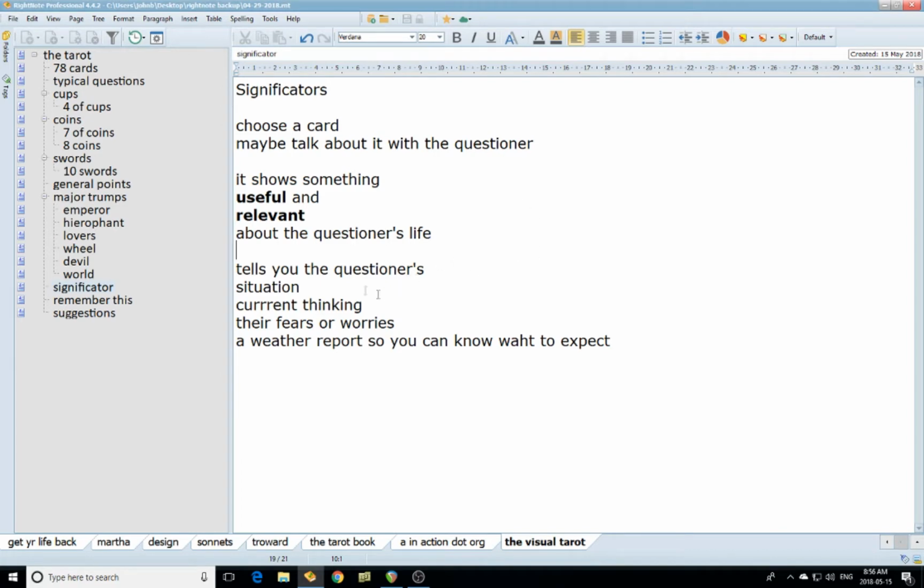Then it tells the question of situation, their current thinking, their fears or worries, and maybe it's like a weather report. So if you know it's raining outside, you know you need to take an umbrella or an overcoat. So knowing what the weather's like can cause you to act appropriately. And so when you know what the significator is for the questioner, you know how the questioner can act or what would be appropriate actions on the part or appropriate behavior on the part of the questioner. And so you, the reader, can talk in language that the questioner is going to understand and appreciate and see the sense of and get something out of.